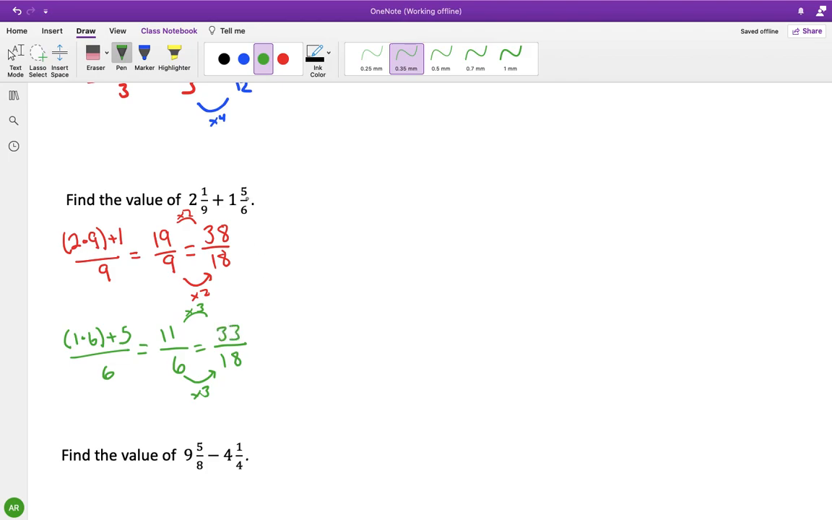So just like we did before, I'm just adding them up. So I have 38 eighteenths plus 33 eighteenths.